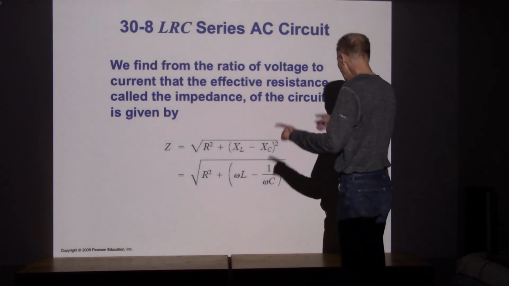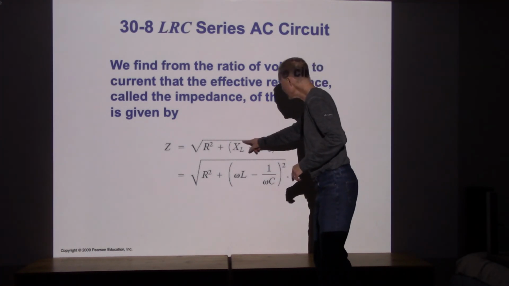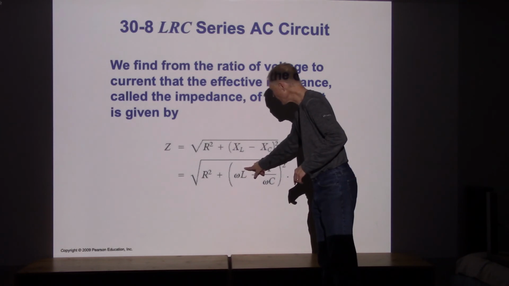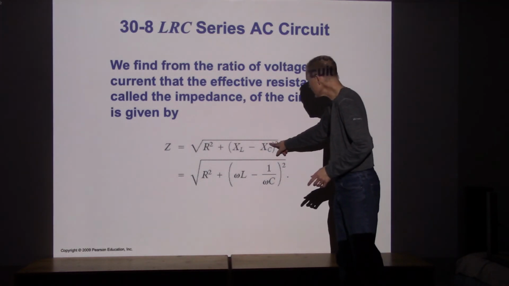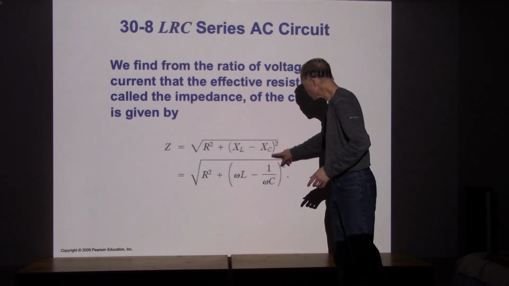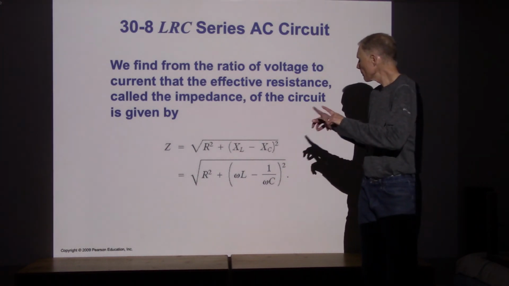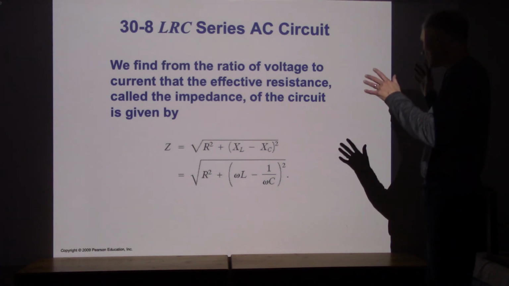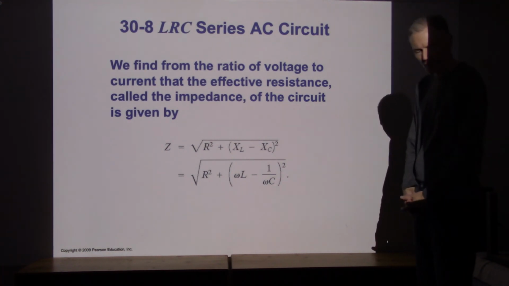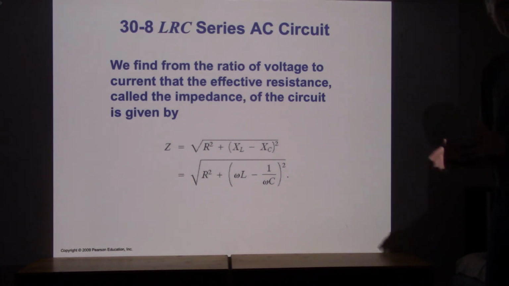Now, another way we could write this: the XL, remember, was given by omega L, and the XC, the reactances, were given by 1 over omega C. So omega L minus 1 over omega C gives me the net effect of the capacitor and the inductor combined.